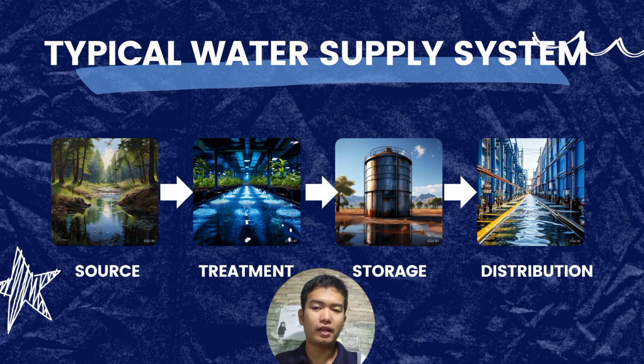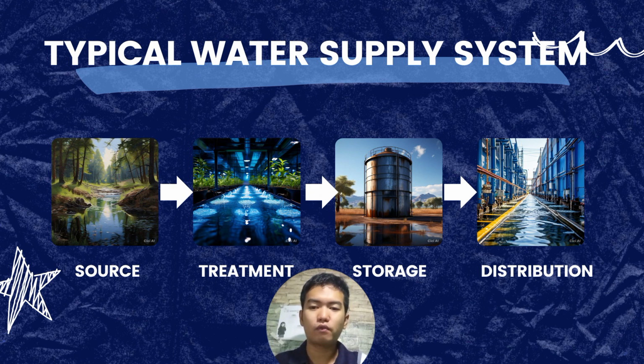In this specific slide, the image illustrates a typical water supply system, showcasing the stages involved in delivering clean water to customers. The journey begins at the source, where raw water is collected from natural sources like rivers, lakes, or groundwater. The raw water is then transported to a treatment facility, where it undergoes various processes to remove impurities and contaminants. Once treated, the water is stored in large reservoirs or tanks to ensure a continuous supply. Finally, the treated and stored water is distributed to homes, businesses, and industries through a network of pipes and infrastructure.